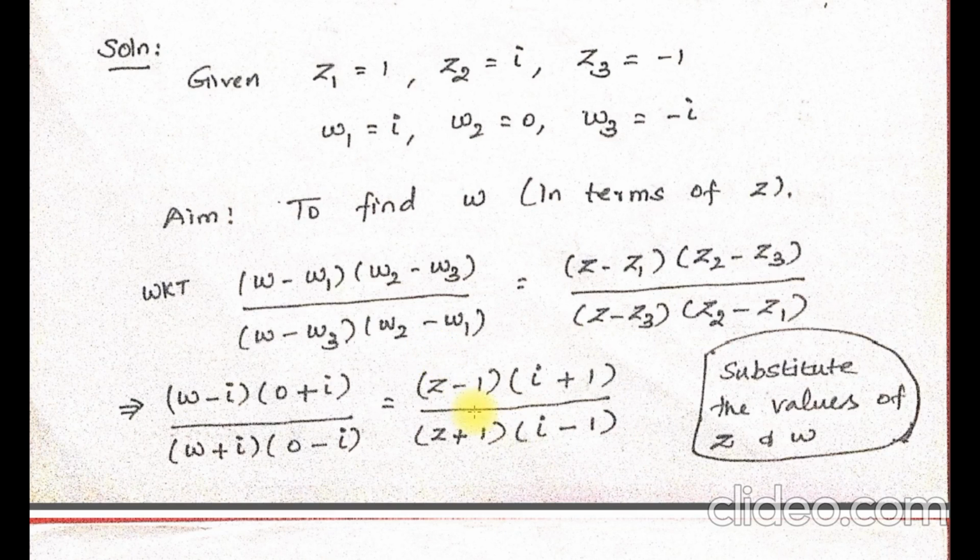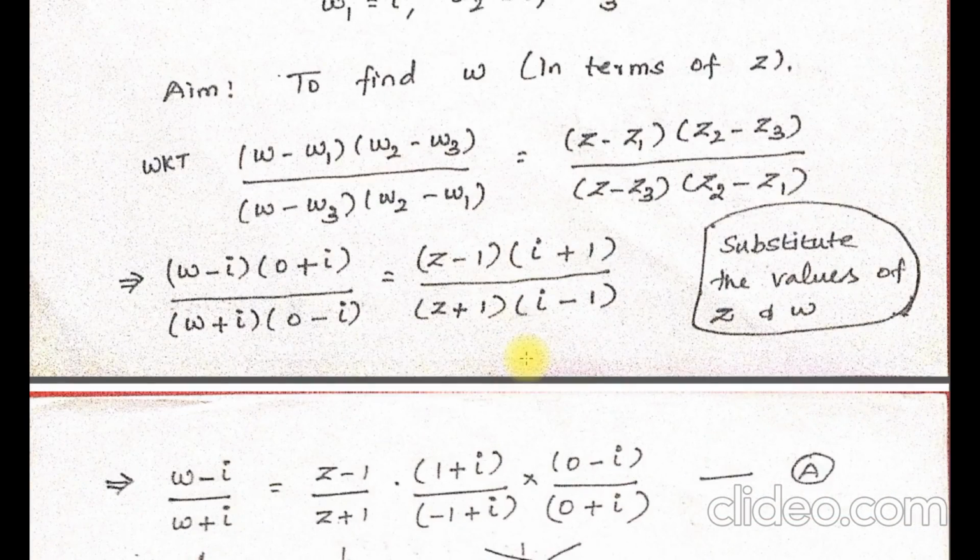That's it, it's very simple. What about the next step? See here, this term and this term, these two terms involve the variables w and z, and the remaining things are constants. I have written it clearly here.